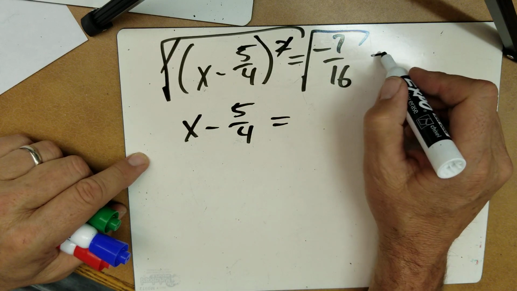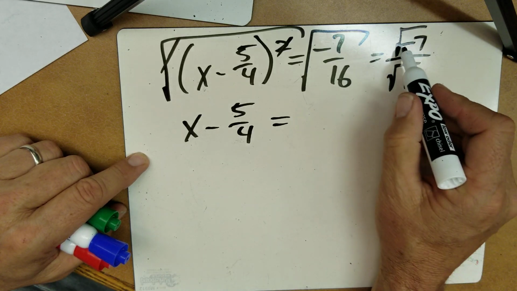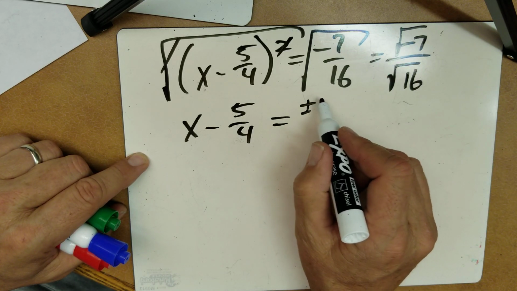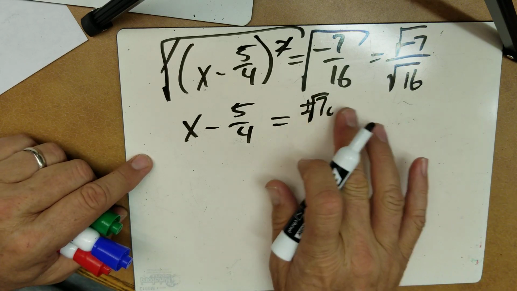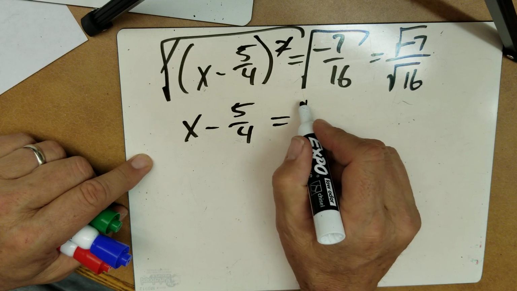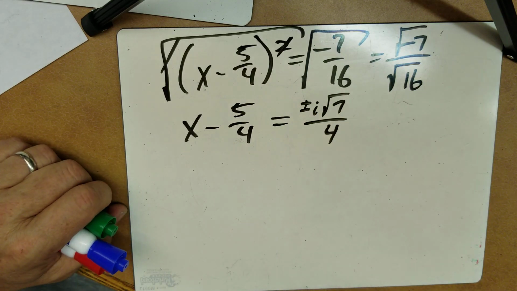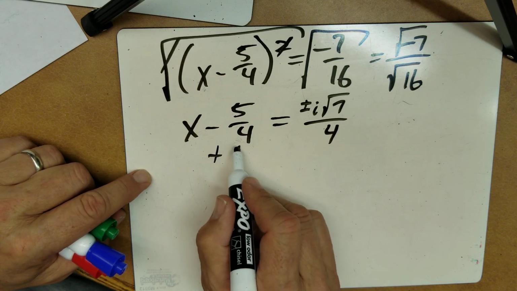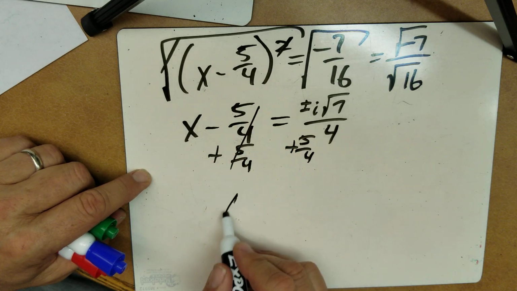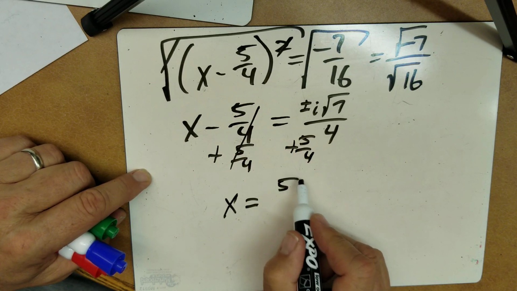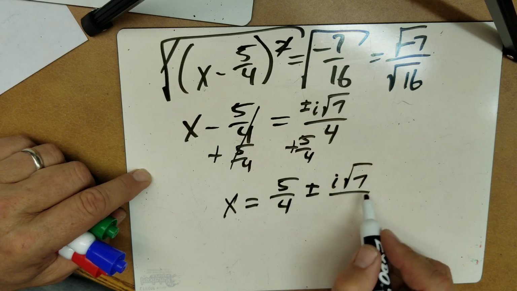What do you do here? You break it up. This is the square root of negative 7 over the square root of 16. What's the square root of negative 7? You know, plus or minus square root of, oh darn it, it is plus or minus i radical 7 over 4, like that. And now I need to add, I got to solve. So I'm going to add my 5 fourths on both sides. This goes away. x equals 5 fourths plus or minus i radical 7 over 4.